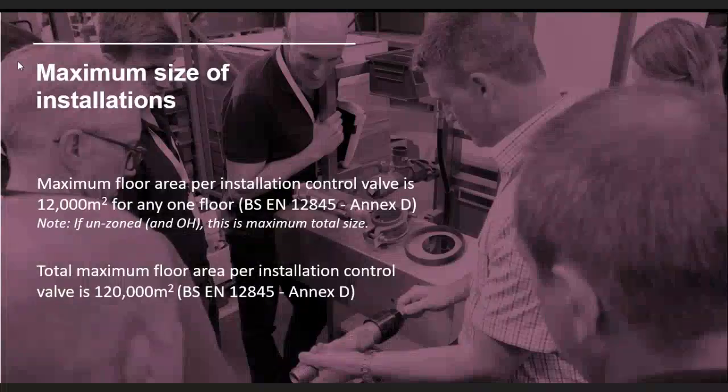But it does depend on whether you've got a zoned or unzoned sprinkler system. So just bear in mind that these are taken from Annex D, which is all about zoning. So the total maximum floor area per installation control valve is 120,000 square meters. Essentially you could have 10 floors of 12,000 to make your 120,000 maximum. But you don't want to get too close to the maximum, because if you suddenly want to add an extension, then you're going to be over the top.